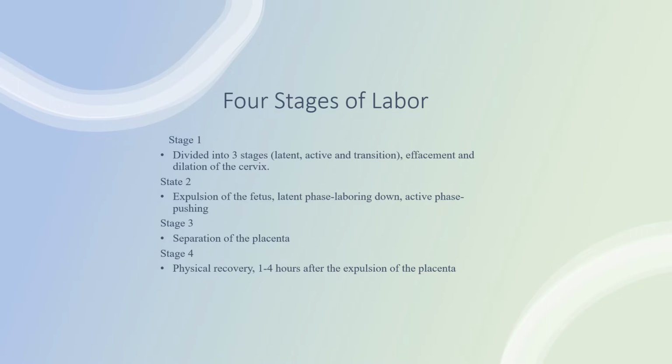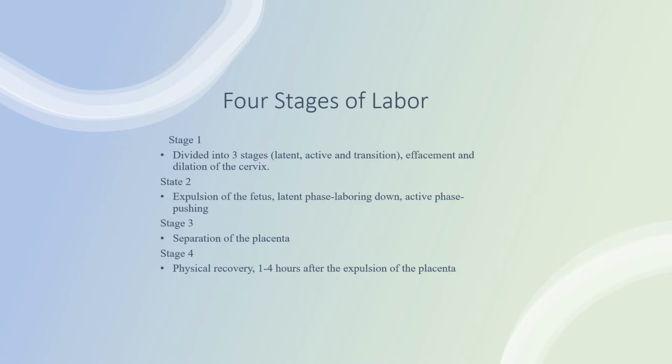There's 4 different stages of labor. Stage 1 is actually divided into 3 individual stages. You have a latent phase, which is the longest. That's the cervical dilation from 1 to 4 centimeters. Uterine contractions occur every 15 to 30 minutes, and they're 15 to 30 seconds in duration. A lot of times they do this at home because it's pretty early on.